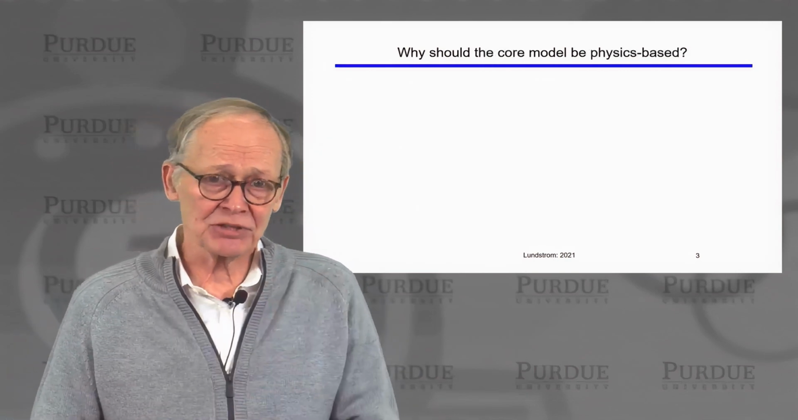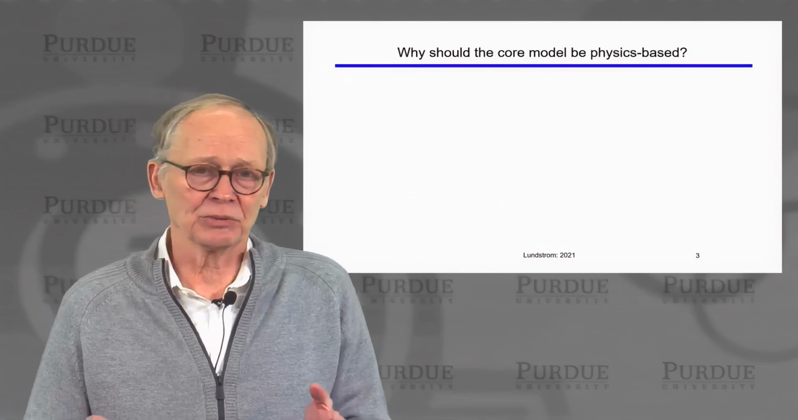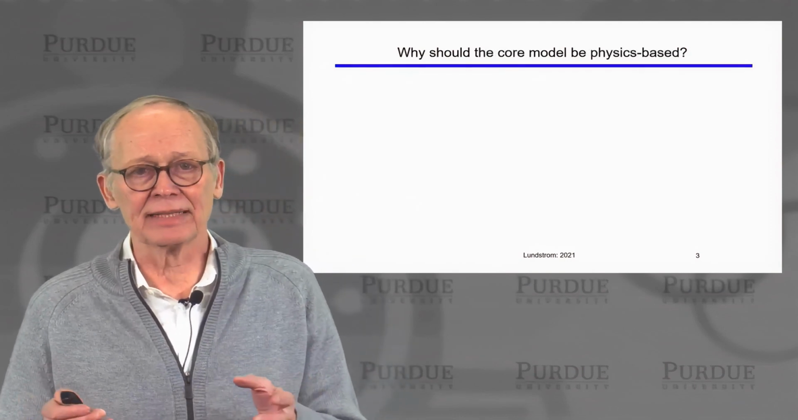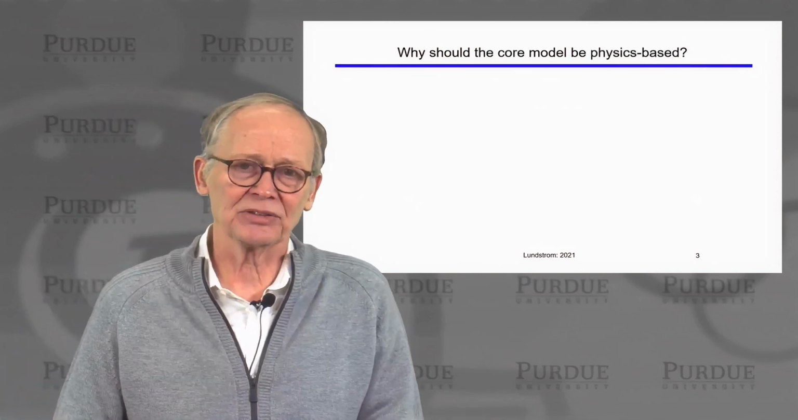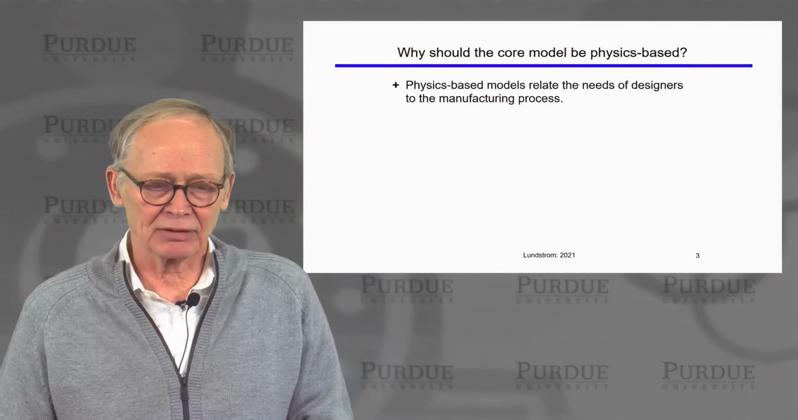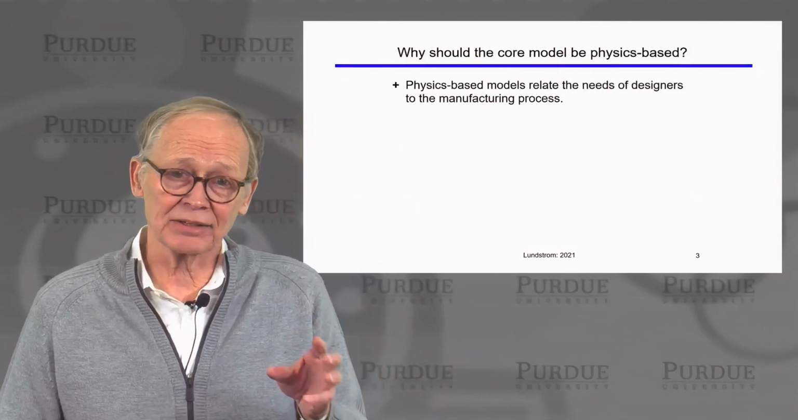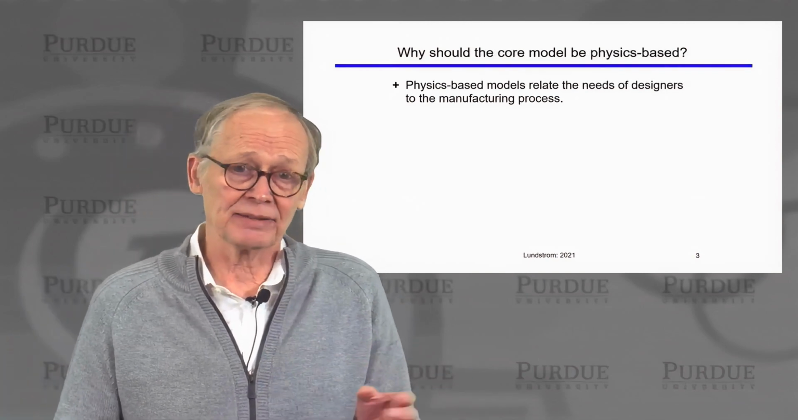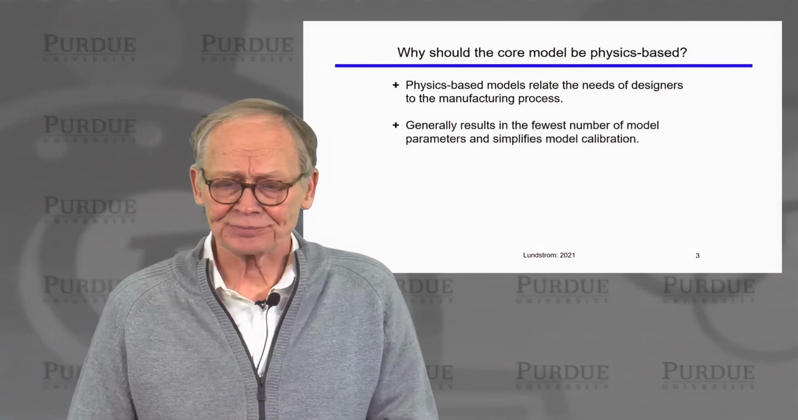Now, you might ask, why does the core model need to be physics-based? Why can't we just generate a table of the IV data of the device? Why couldn't we take a polynomial to a high degree and fit the parameters in that polynomial to the measured data? Well, there are some reasons that people like the core model to be physics-based. One is that it relates the needs of the designer to the manufacturing process itself. So we speak the same language, oxide thicknesses, channel lengths, and things like that.